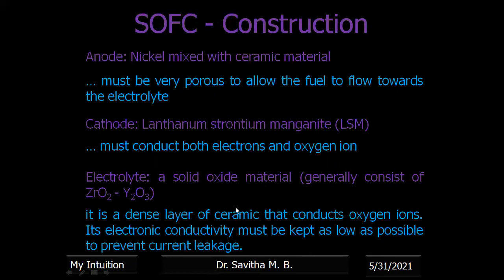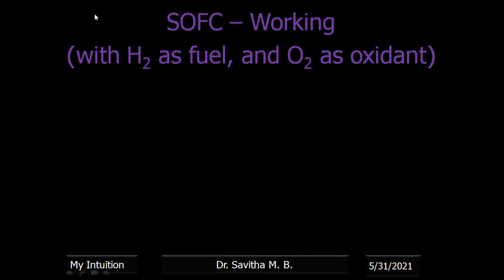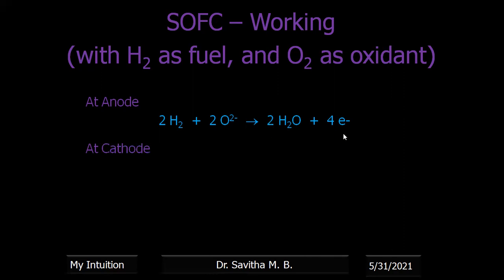and its electronic conductivity must be as low as possible to prevent current leakage. Now let's discuss the working of the solid oxide fuel cell, with an example taking hydrogen as the fuel and oxygen as the oxidant, the cathode reactive mass. Now the reaction at the anode. The fuel cell is fed with hydrogen gas. The oxide ions which have been generated at the cathode have come through the solid electrolyte and reached the anode compartment, wherein they come in contact with the hydrogen gas. It produces water and electrons.